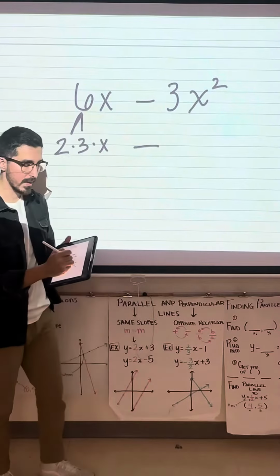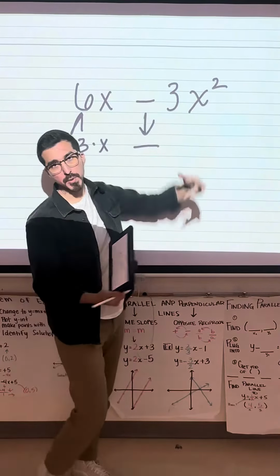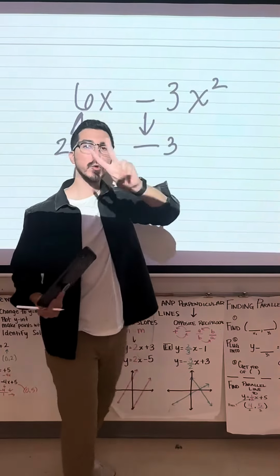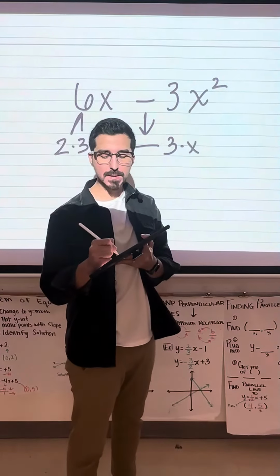Bring down that minus sign right here. 3 is already a prime number. You can't break it up, so I'm going to bring that down. Next, x squared means I have 2 x's, so that's x times x.